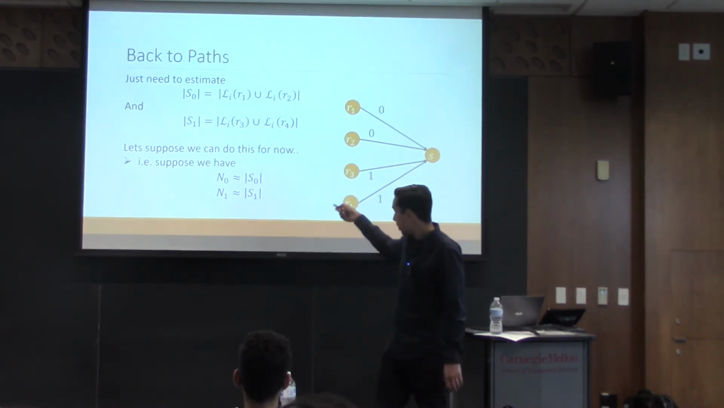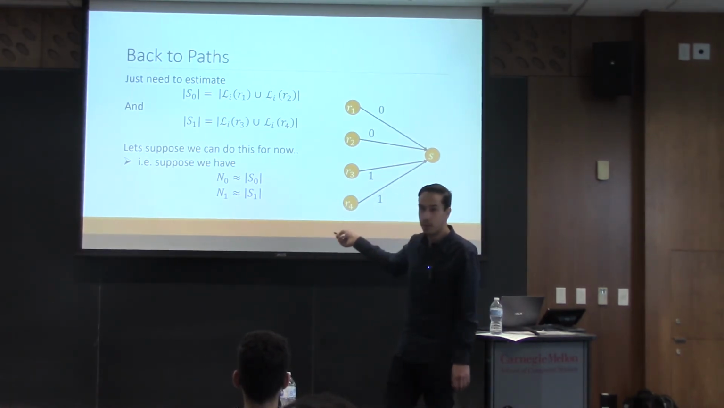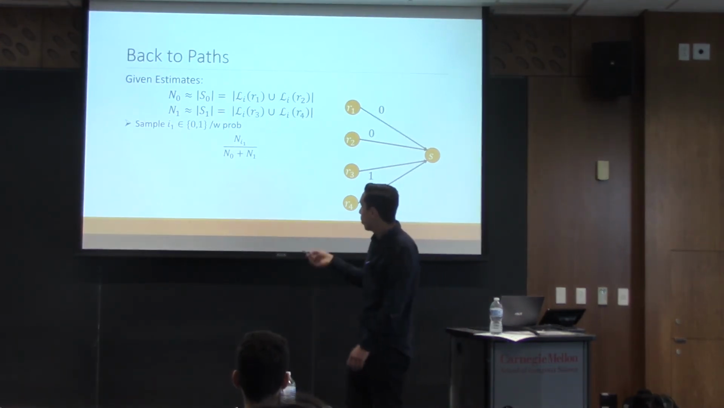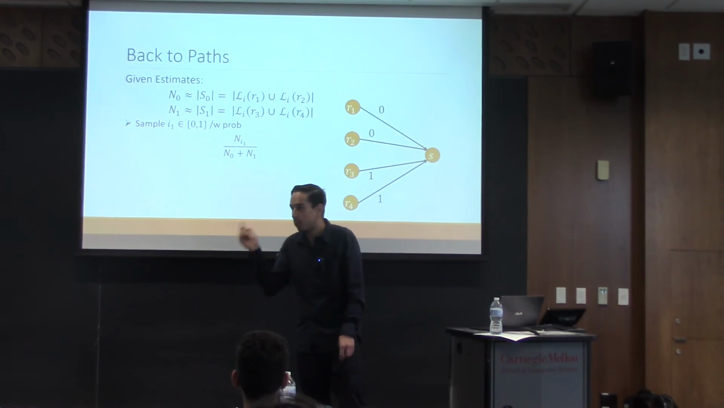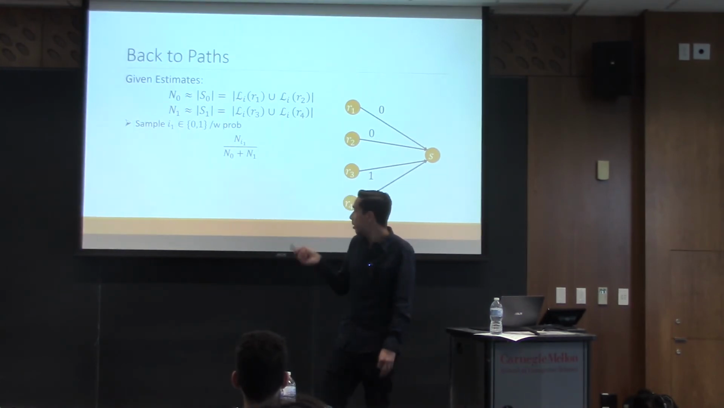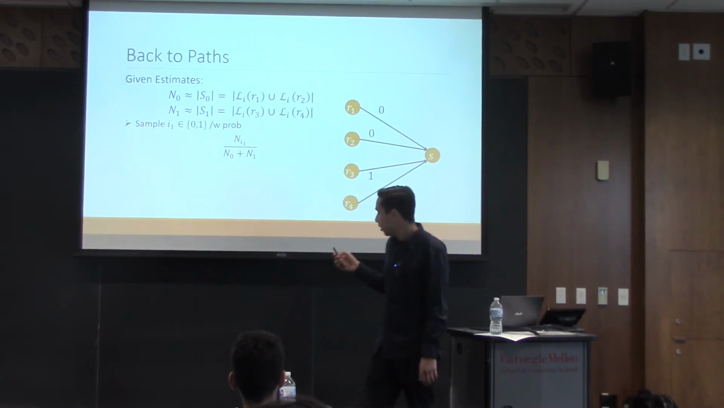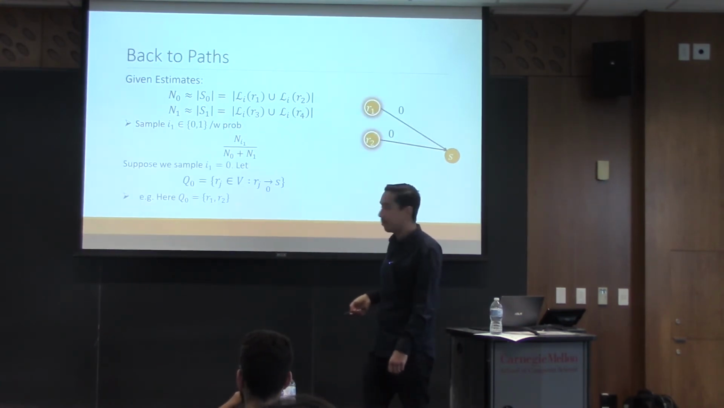So let's suppose I have an estimate of the size of each partition, n0 and n1. Well, what can I do? I just do what the approach said. I flip a coin where the bias of the coin is proportional to my estimates n1 and n0, and I sample a bit, either 0 or 1, with probability proportional to my coin flip. So let's say in this case, I sample the bit 0.